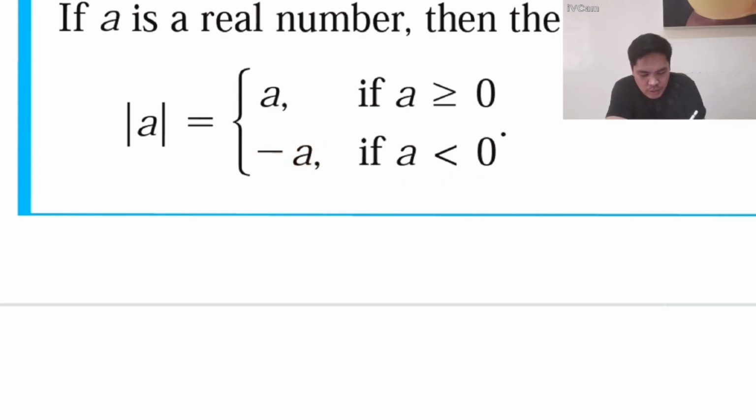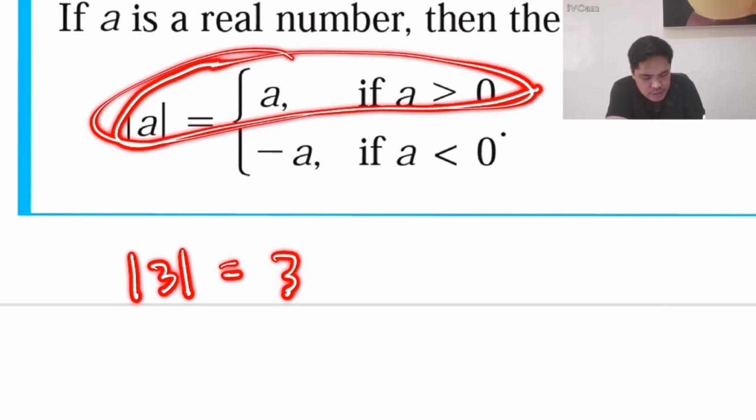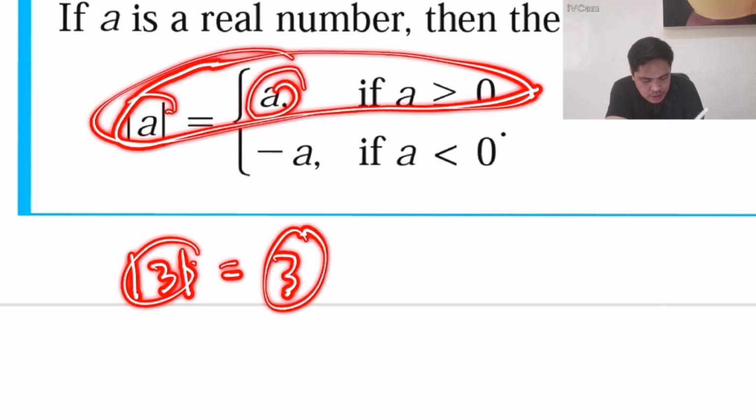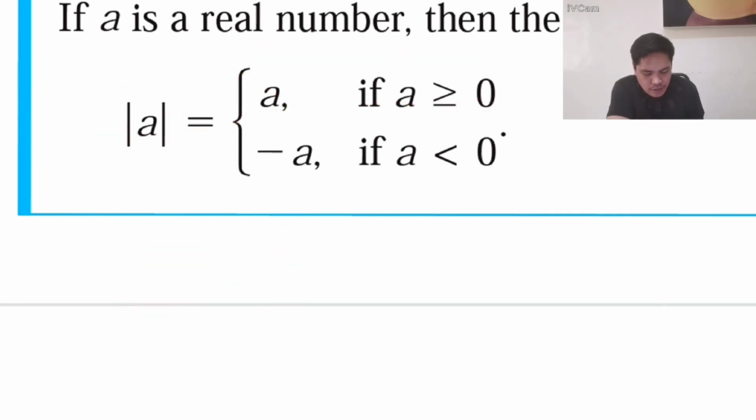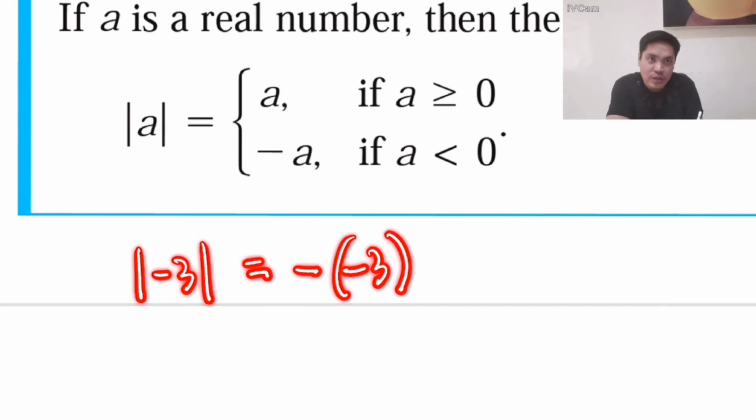So let's say we are looking at the absolute value of 3. It's still 3 because 3 is greater than 0. We're looking at this. 3 is greater than 0, so therefore the absolute value of 3 is 3. The absolute value of A is A. Okay? So ganun lang yun. But if you look at absolute value of negative 3, the answer is negative of negative 3 because our A is negative 3. So the negative of negative 3 is positive 3.